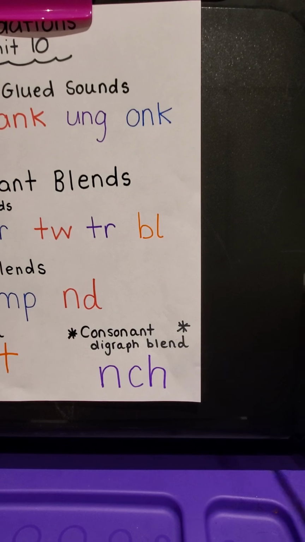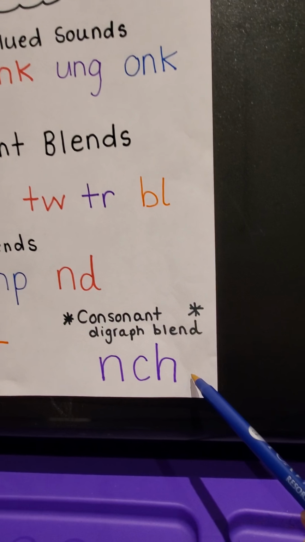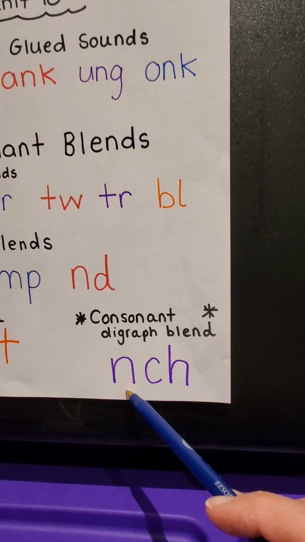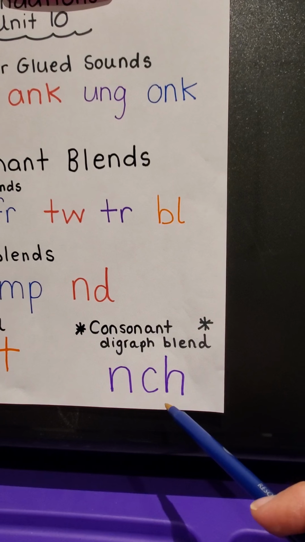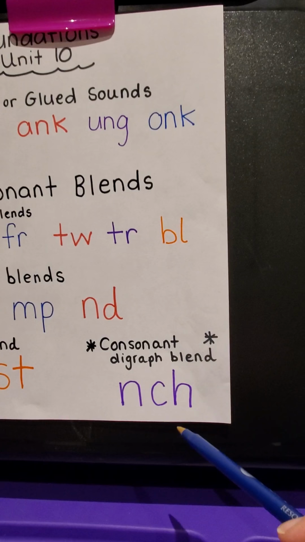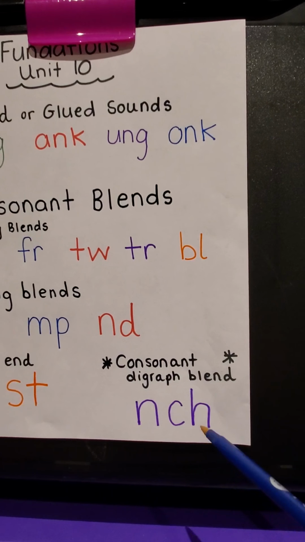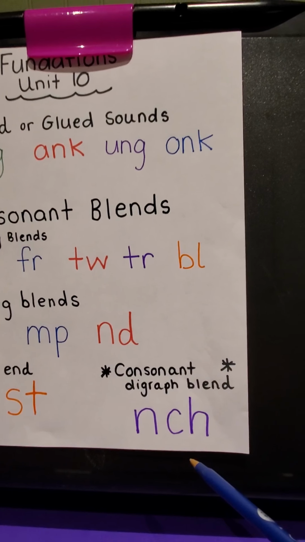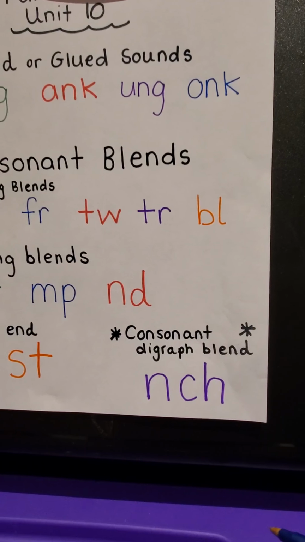Then we have this one that we had talked about before school closed. It's a consonant digraph blend. That means there's a consonant, N, and then a digraph, CH, and it all blends together. NCH on its own is nch, not unch or anch, just nch. Depending on what vowel is in front of it, then it makes that sound. So if it had a U in front, that would be unch. If it had an A in front, that would be anch.